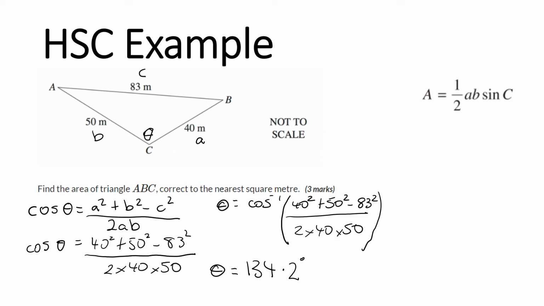So now that we've found an angle, we can use our formula A equals a half AB sine C. So we will have A equals a half times 40 times 50 times sine 134, which equals 719 square meters to the nearest meter.